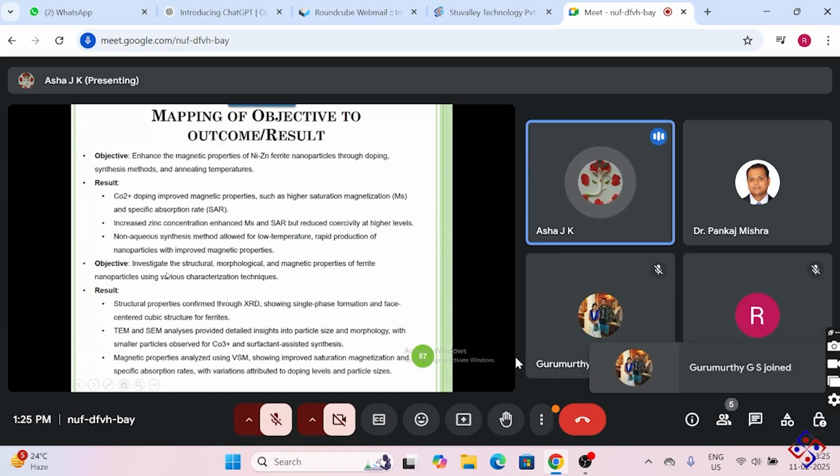And one more objective is to investigate the structural, morphological and magnetic properties of ferrite nanoparticles using various characterization techniques. The result we get is that structural properties were confirmed through the XRD method, showing single phase formation and a face-centered cubic structure for ferrites. In the case of TEM and SEM analysis, they provided detailed insights into the particle size and morphology. Next, magnetic properties analyzed using VSM showed improved saturation magnetization and specific absorption rates, with variation attributed to doping levels and particle sizes.